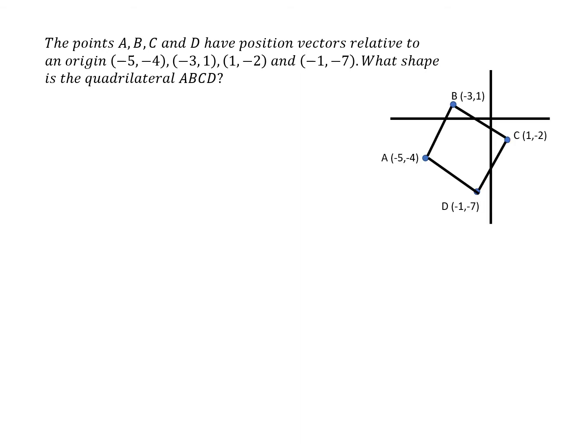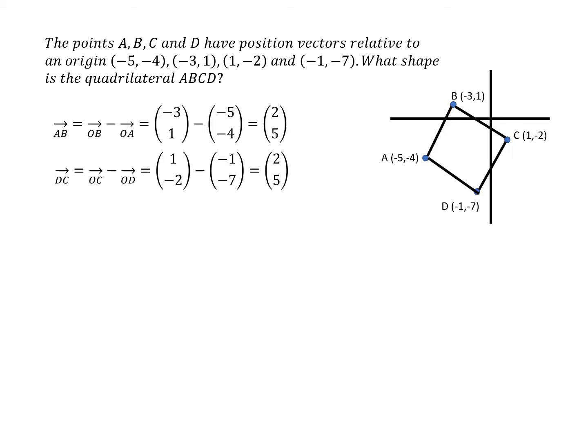So the first step that I'm going to take, you may have taken a different step, is to look at the two vectors here and here, AB and DC. When I calculate those, I find that AB is (2, 5) and DC is also (2, 5).